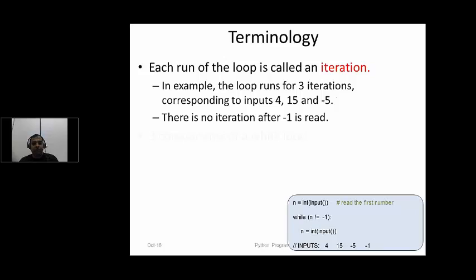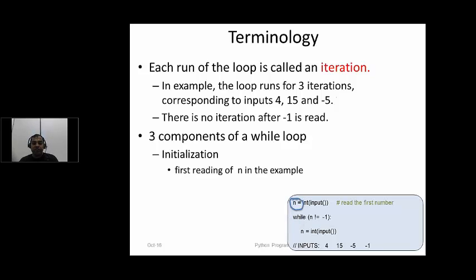There are 3 important components of a while loop. Initialization. Initialization is how your variables are set up before you even test the condition of the loop. In our example, the first reading of n is the initialization of variable n for the loop. The second component is the condition or the expression, and it should evaluate to a Boolean value, true or false. So we are checking whether n is equal to or not equal to -1 in this case.